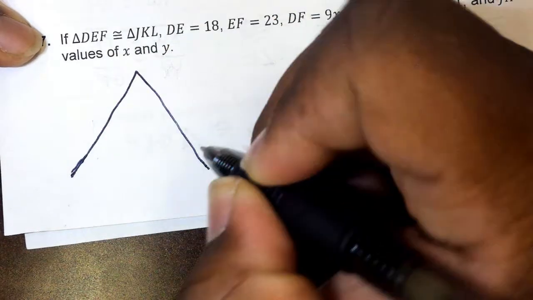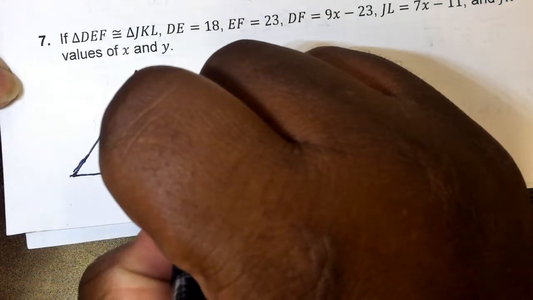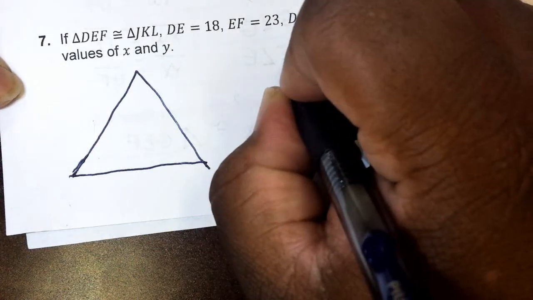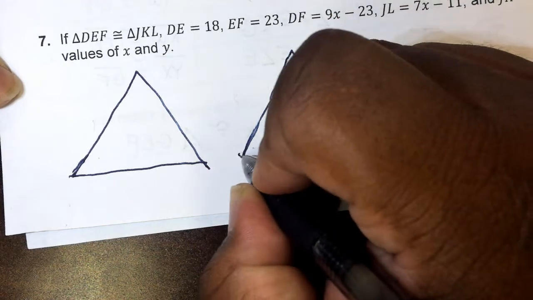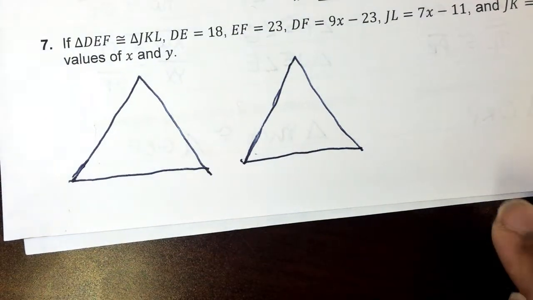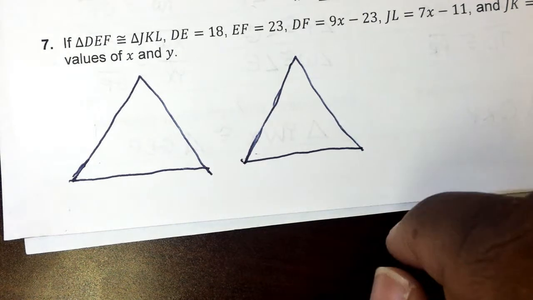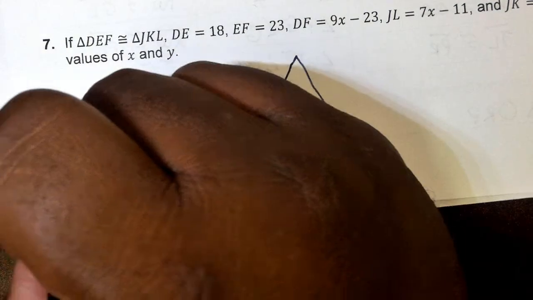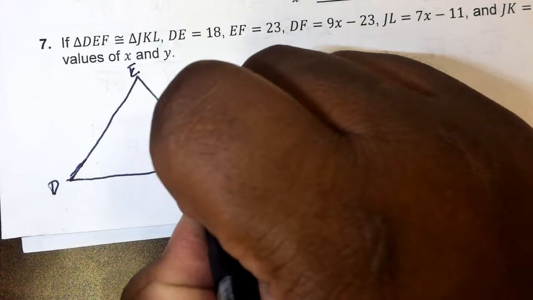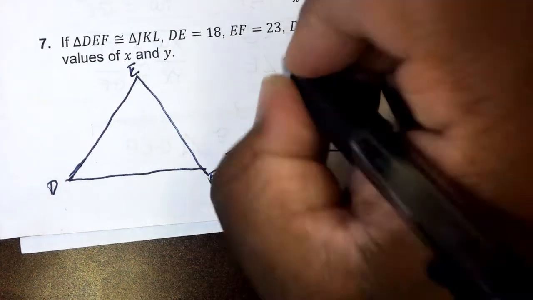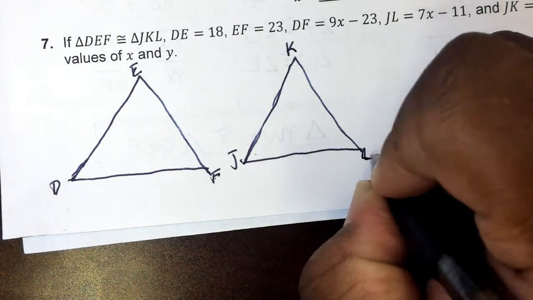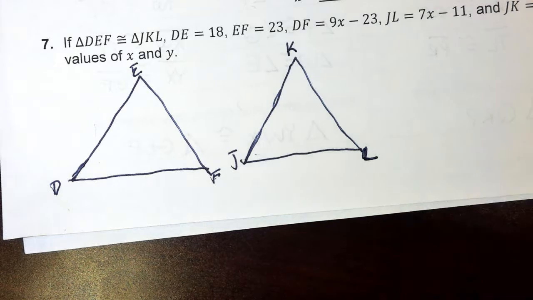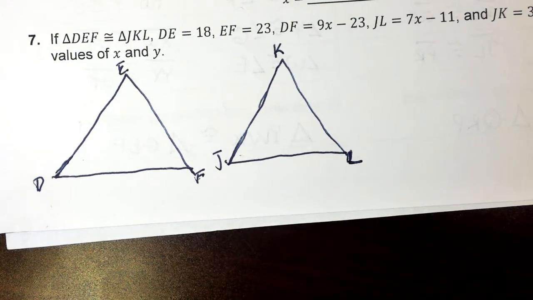Some people already figured this out because I've seen some of y'all notes. They're going to be congruent triangles, so try to make them look even. Mine don't, but whatever. It's all good. You get the process. D, E, F. I always label mine like this, but you can label yours however you want. It's when you mark them that you better be right. JKL.